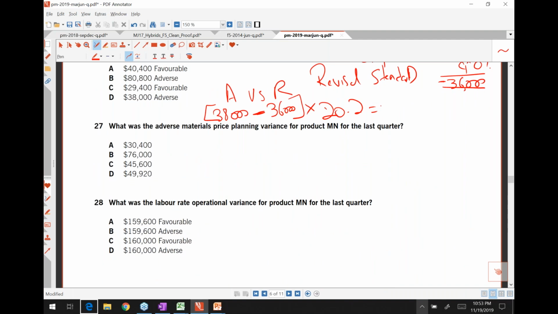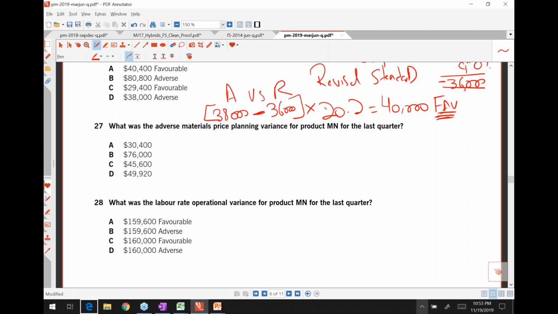The answer is 40,000. Is this positive or negative? Come on. Positive or negative? This is the best thing about my formulas. It's positive. Positive means what? Favorable.